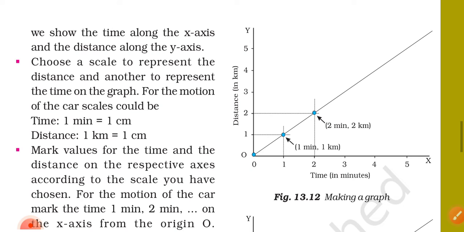Figure 13.12, making a graph. Here you can see on the x-axis time in minutes and on the y-axis distance in kilometers, where 1 minute is equal to 1 kilometer and 2 minutes is equal to 2 kilometers. You can make a simple parallel line and connect it.